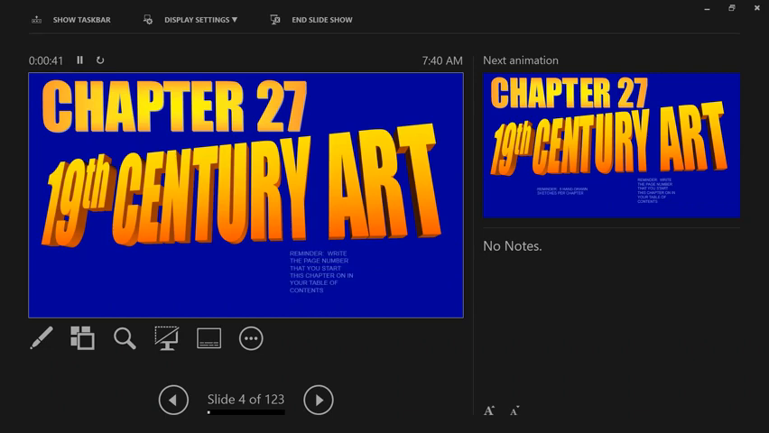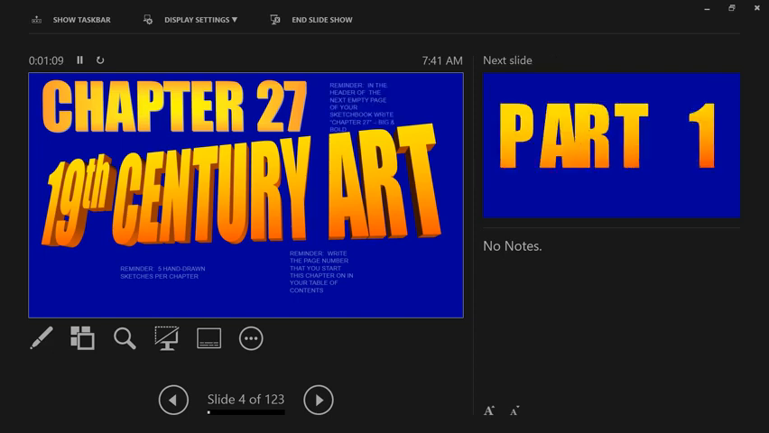As a reminder, write the page number that we start this chapter on in your table of contents. Up in the header, I want you to write the title of this chapter. You can either write chapter 27, you can write 27, or you can write 19th century art. This is a reminder, 5 hand-drawn sketches per chapter.